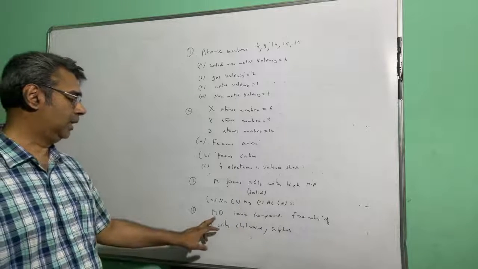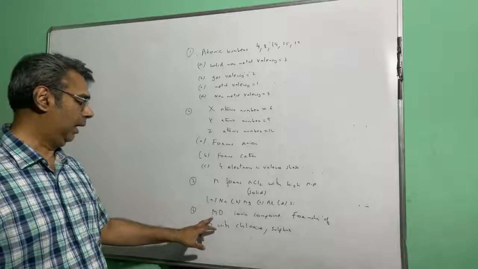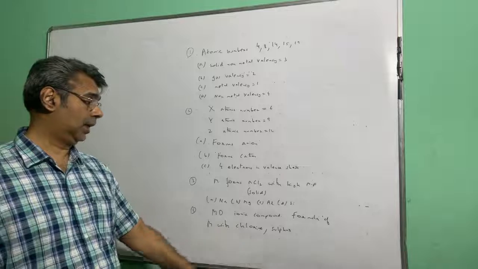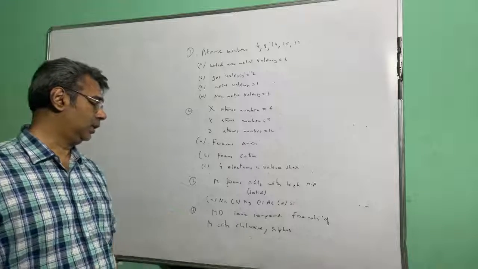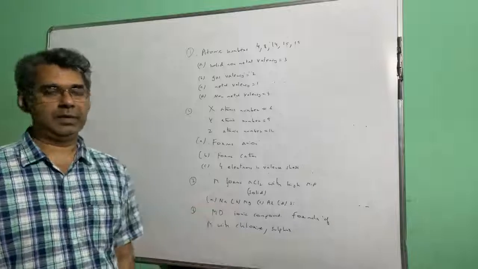Question number 4, there is an ionic compound, it is an oxide MO, where M is some element. The question is, what is the formula of M with chlorine and what is the formula of M with sulfur?